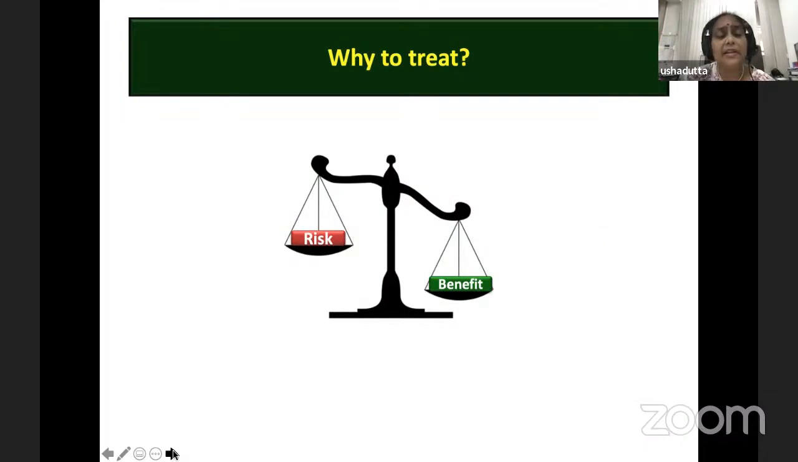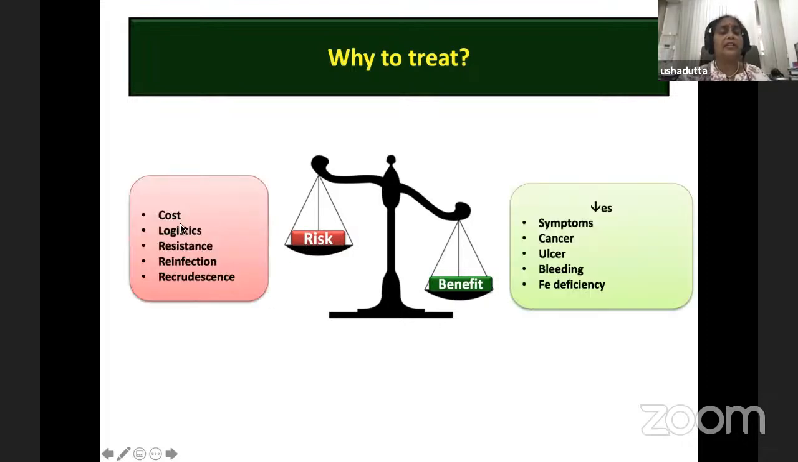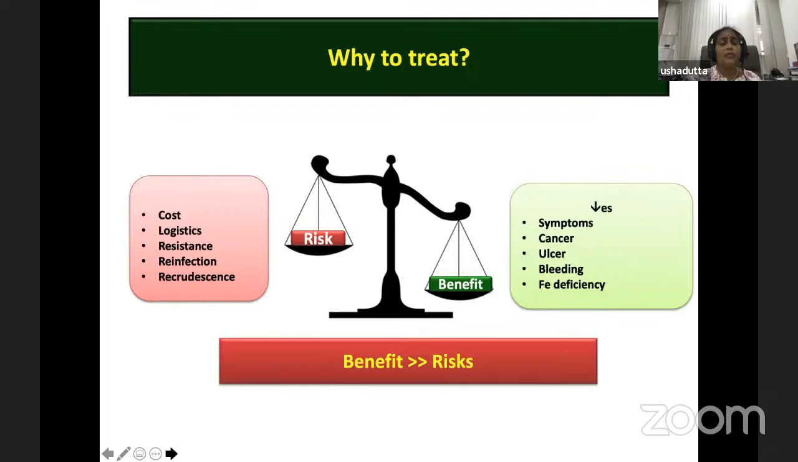So then came the big debate in our country: when 50-60% of our patients are H. pylori positive and the number needed to treat is 40, should we be testing and treating them, adding so much cost and time to such a thing? But if we evaluate the risk-benefit, though the risk is in terms of cost, logistics, resistance, reinfection, and recrudescence, the benefit outweighs the risk. It decreases the symptoms, decreases the cancer incidence, decreases ulcer incidence, decreases bleeding, and decreases iron deficiency. So overall, the benefit outweighs the risk, and that's the way to go.